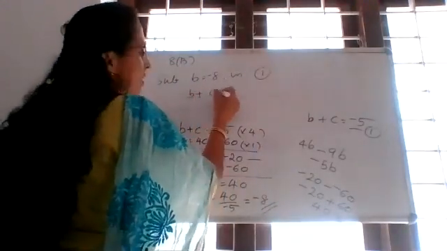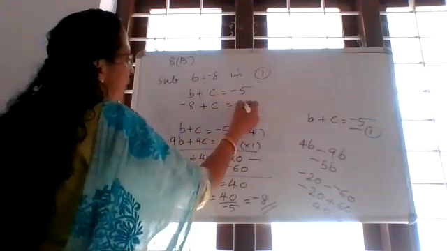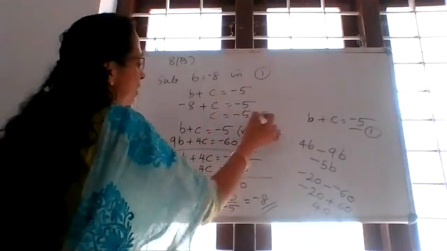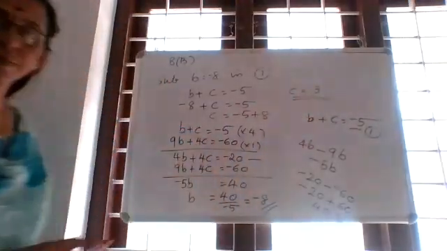Got it? Substitute B is equal to negative 8 in equation 1. So B plus C is equal to negative 5. B is negative 8, plus C is equal to negative 5. So C is equal to negative 5 plus 8. Therefore, C is equal to 3.